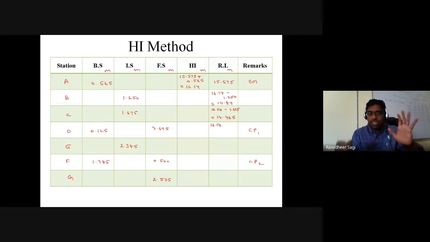Next, RL of point D is equal to the height of the instrument you have with respect to the first instrument setup position minus the last reading you have taken with that first setup of the instrument, which is the foresight of your point D, 3.695.